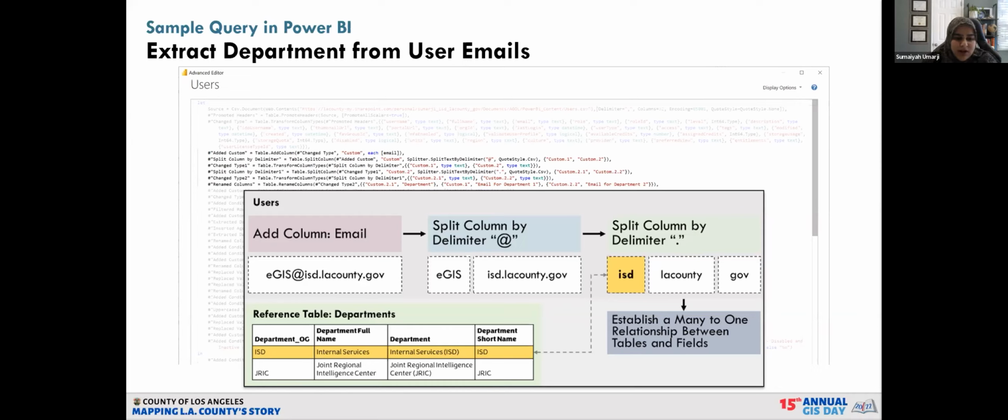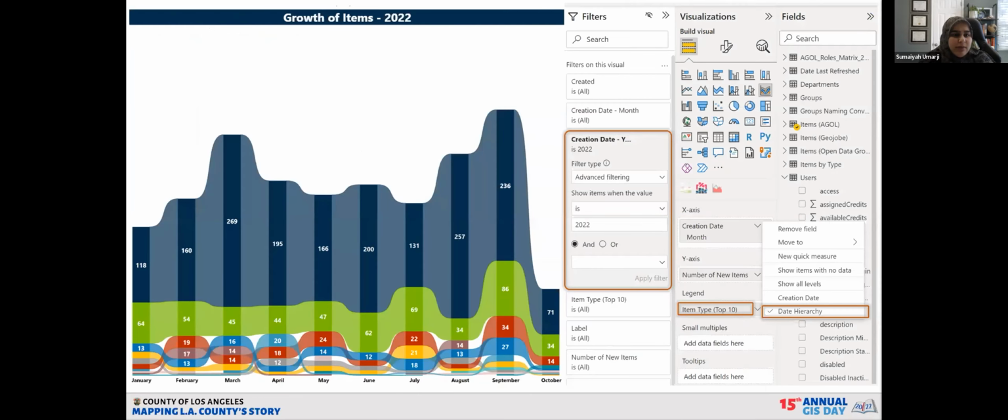Now I'd like to quickly share a few examples of graphics and metrics we capture in our report and how they're configured in Power BI. So first, here we have a graph that shows the growth of items in 2022. The data is filtered, using the filter tool, to 2022.